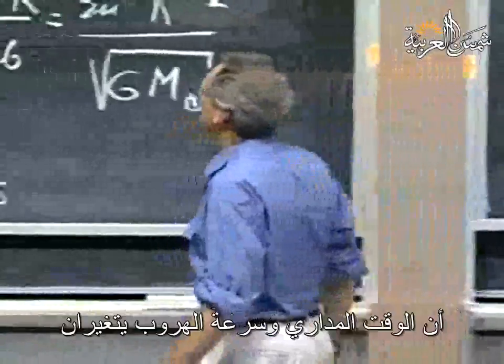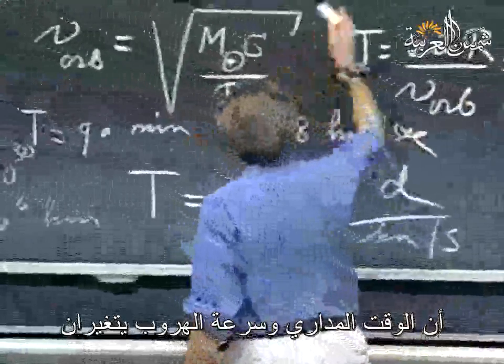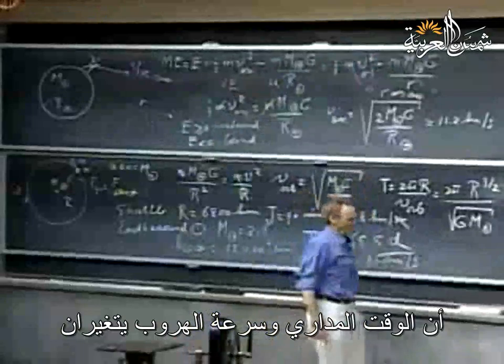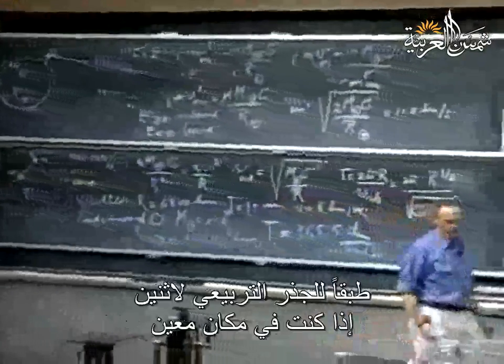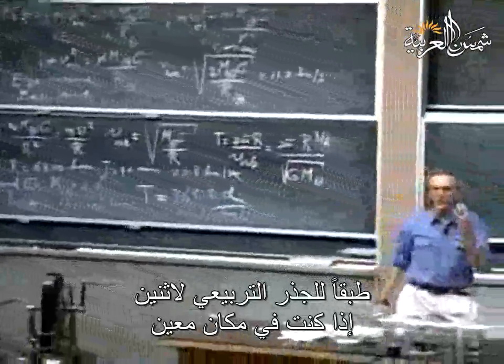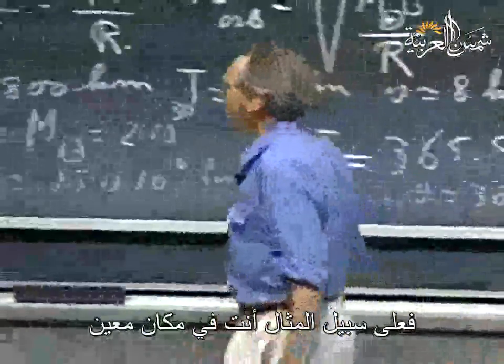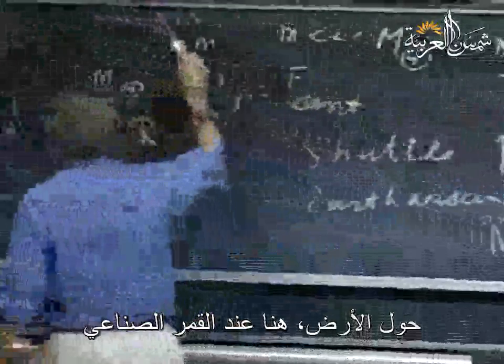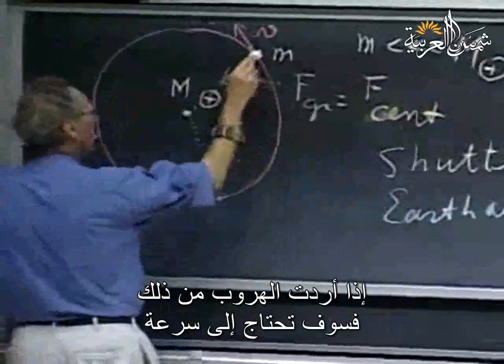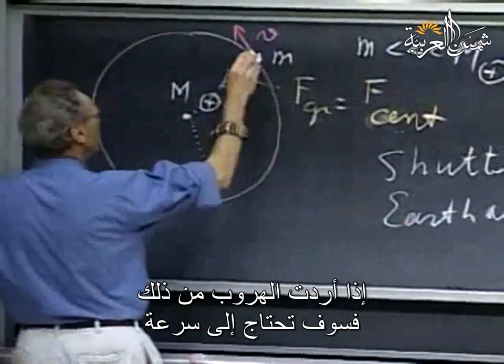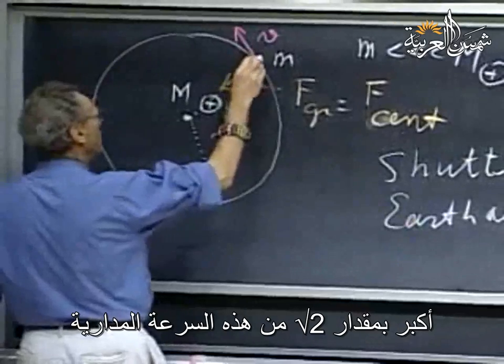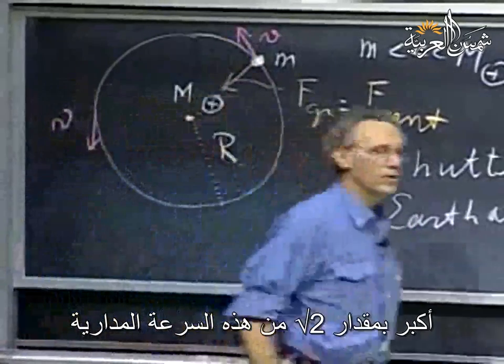As I mentioned earlier, notice that the orbital period and the escape velocity vary by a square root of 2. If you are at a particular position around the Earth, for instance, in a satellite, and you want to escape from this, you will need a speed which is the square root of 2 times larger than that orbital velocity.